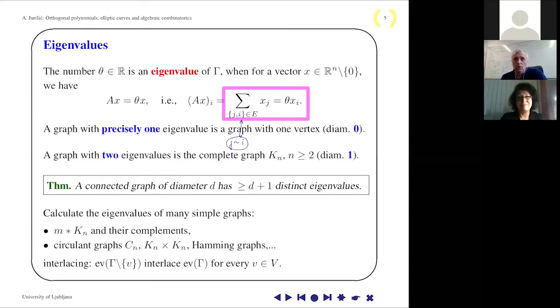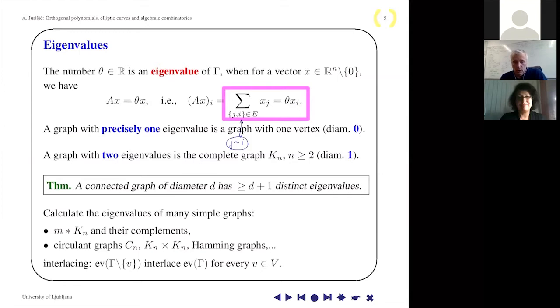Of course, we know what the graphs with one eigenvalue or two eigenvalues are. But the interesting inequality, which can also be derived very elementarily, is that a connected graph of diameter d has at least d plus one eigenvalues. And of course, when you have an equality, then you're interested in the equality case. The main example is, of course, distance-regular graphs, which I'll introduce later. But again, I don't need to introduce that so much.